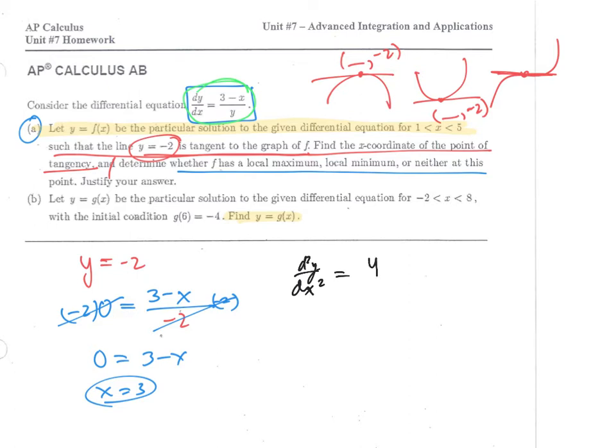I've got denominator times derivative of the numerator. So the derivative of the numerator is 0 minus 1, so a negative 1. That's the derivative of 3 minus x. Denominator times derivative of the numerator minus numerator times derivative of the denominator.